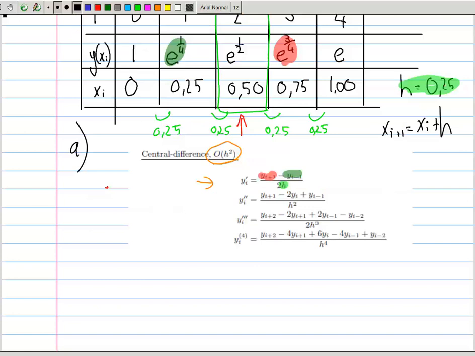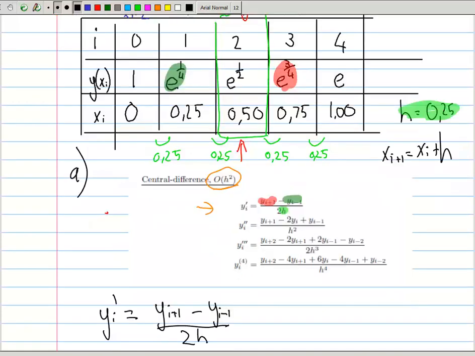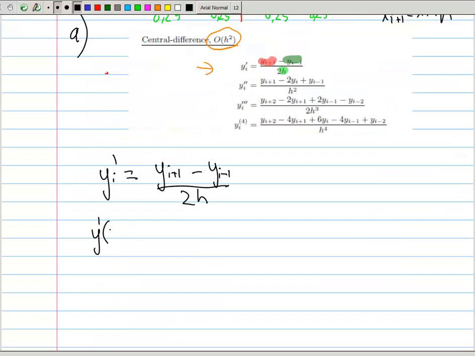We're now going to substitute into this. We want y prime, so y i prime is going to be equal to y i plus 1 minus y i minus 1, divided by 2h. In this case, our y i prime is the same as saying y prime, because we have set our i to this term over here. So we're looking at y of 0.5.